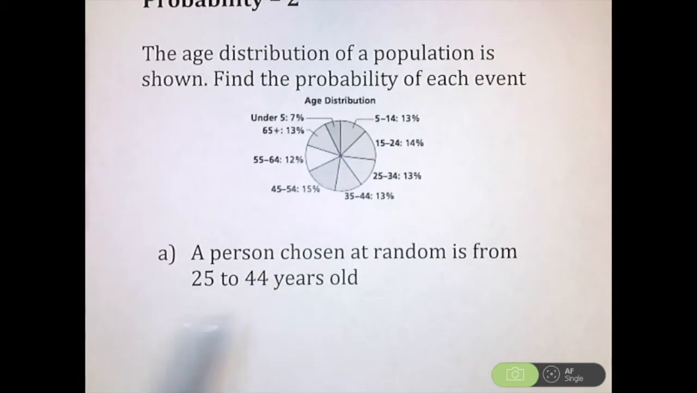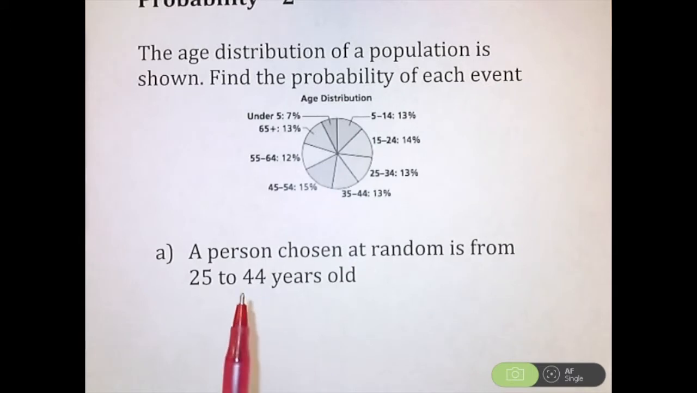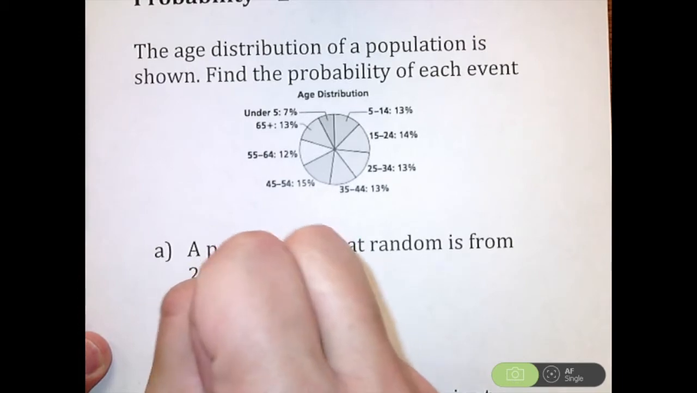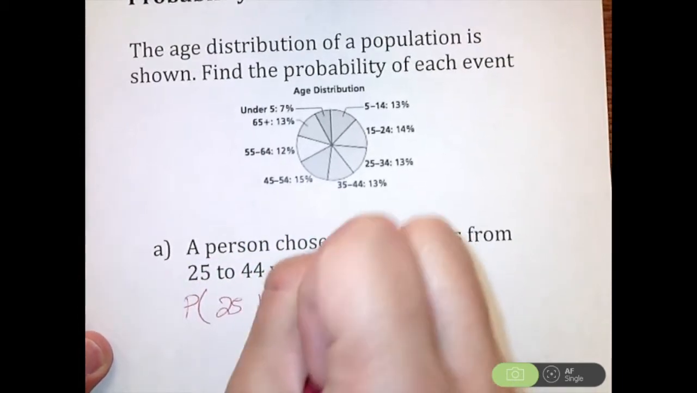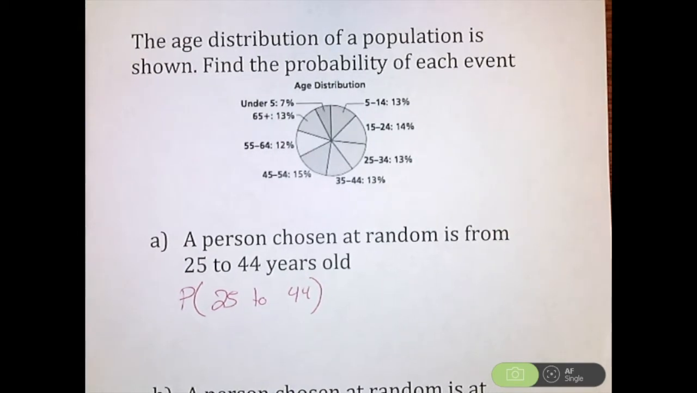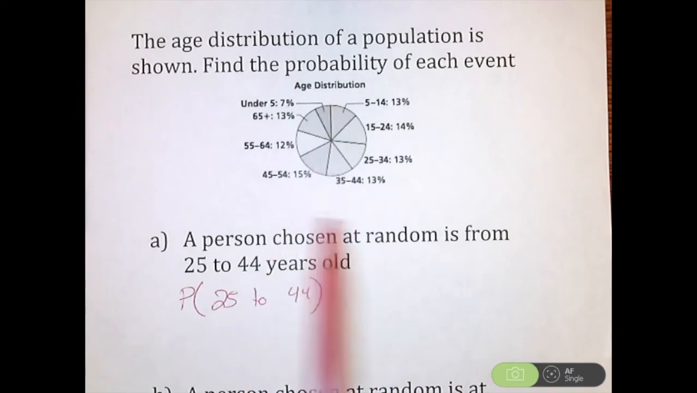So the first thing we're going to do is find: a person chosen at random is from 25 to 44 years old. So we need to find the probability that they're 25 to 44. Well, I'm a little bit of a visual person, so I'm going to use my pen here and look at what pieces of this pie apply to this 25 to 44.